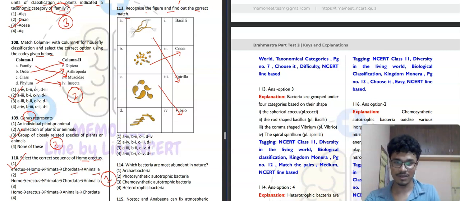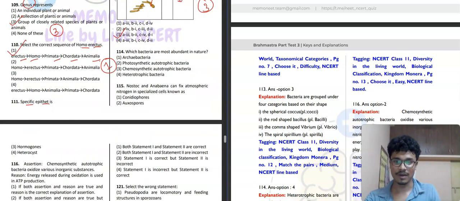And the last one, you can see these are basically rod shaped bacillus. D will be matched with first. So here the third option will be your correct answer for this question. Moving towards the next question, 114.